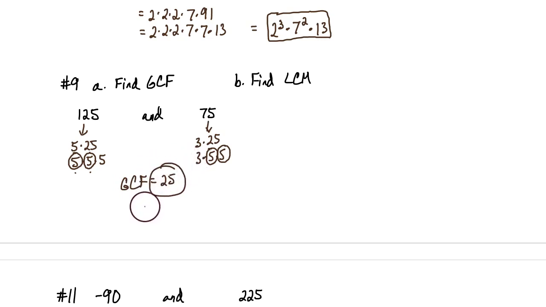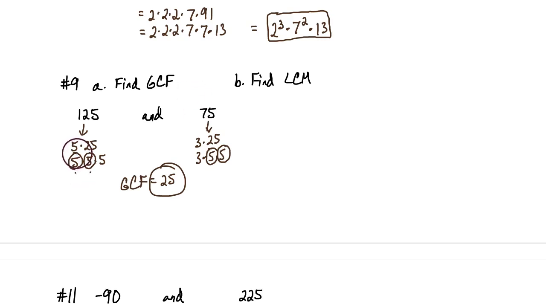In question B, let's find the least common multiple. Multiples of 125 are 125, 250, 375, and so on. Multiples of 75 are 75, 150, 225, 300, and so on. What is the least one that's common? We can use our prime factorizations to help us find this.